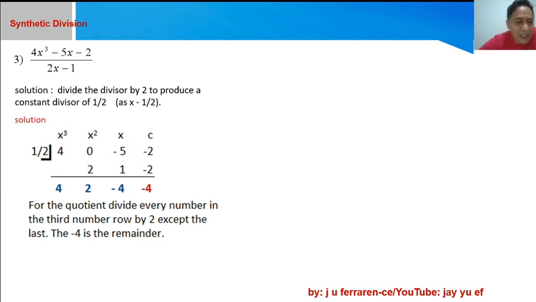X squared, it's missing, correct? X term has a coefficient of minus 5. Then you have the constant term which is minus 2. I bring this down, 4. So I'm now taking the third row. Now in my synthetic division, so 4 down.